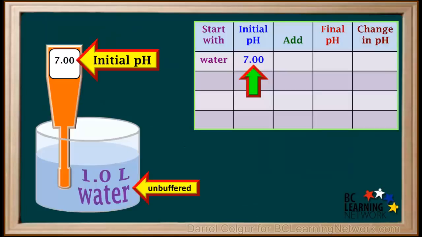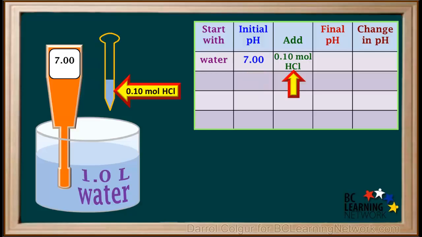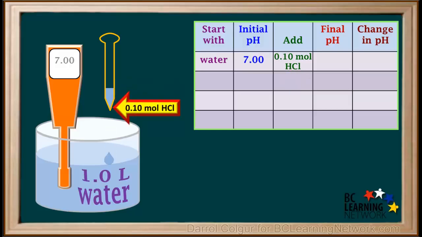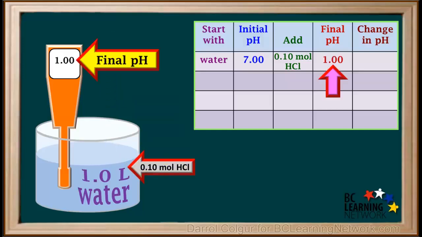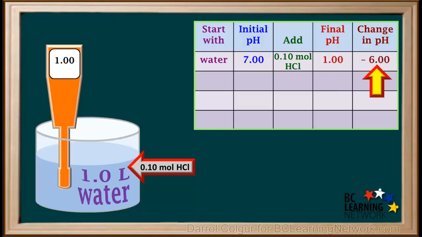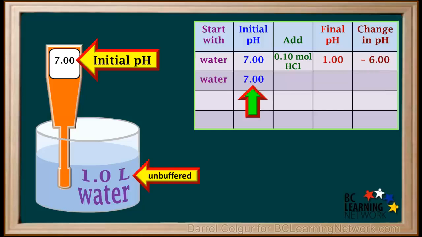To get an idea of what a buffer solution does, we'll start with 1 liter of pure water. Water is unbuffered and it has an initial pH of 7. Now we'll add 0.1 mole of strong acid HCl to the water. Watch the pH meter. We'll note here that the final pH is 1. The pH went from 7 all the way down to 1, so we can see that it has decreased by 6 whole units.